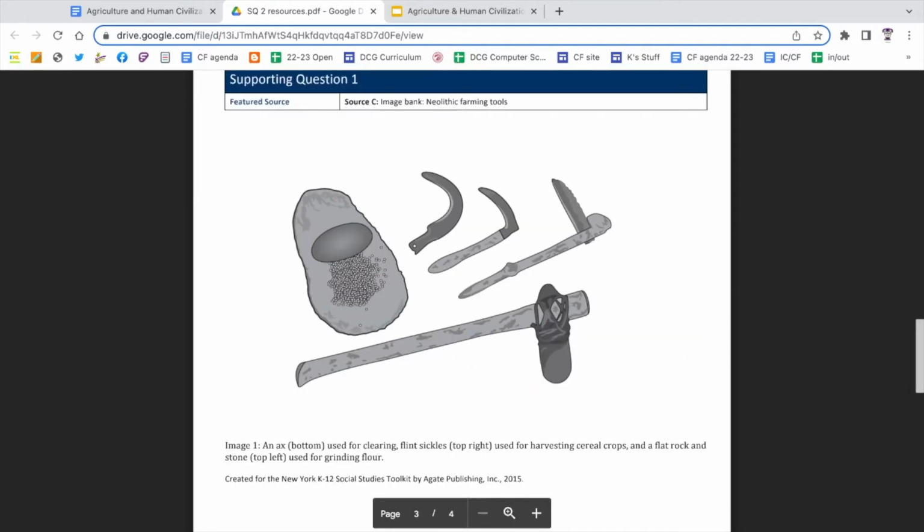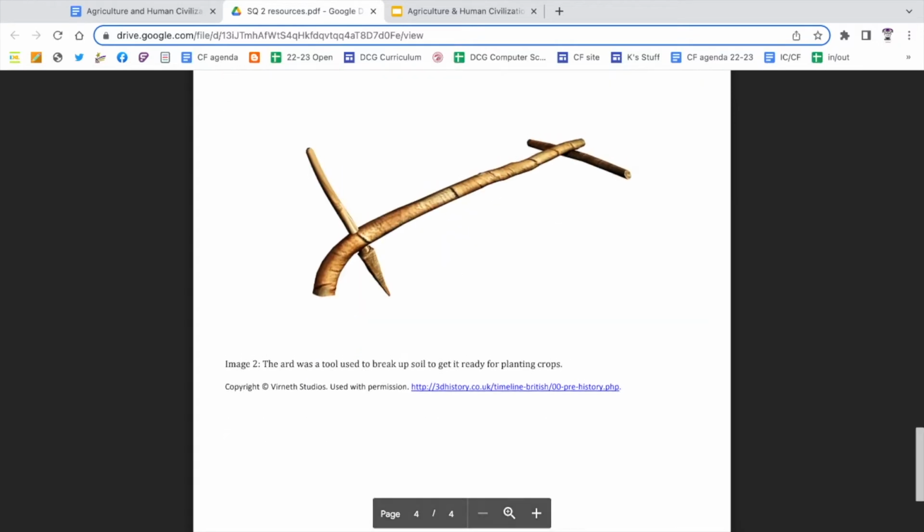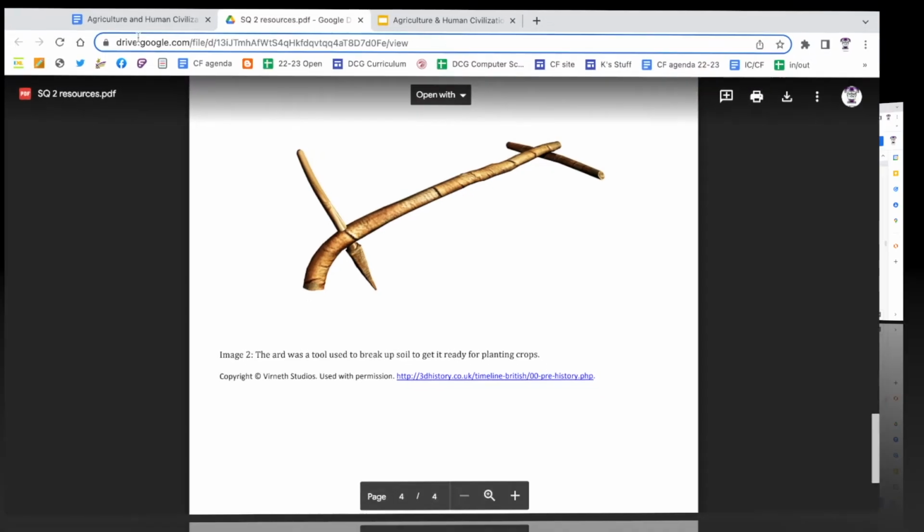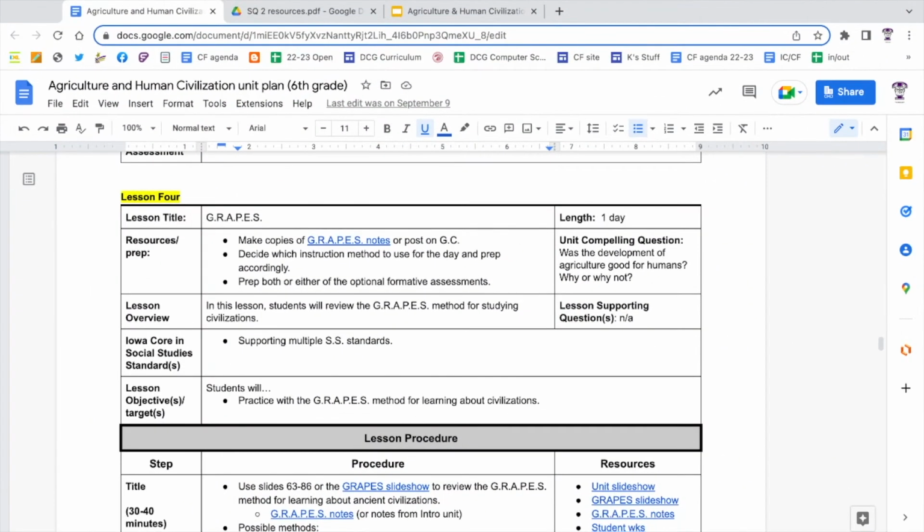Then we have images of some Neolithic farming tools with a little bit of information below, and then an additional agriculture tool that students can take a look at and compare with the previous ones to see about the different advancements.